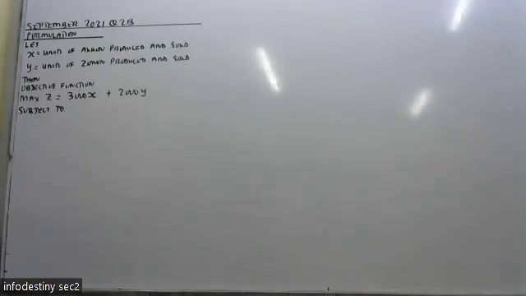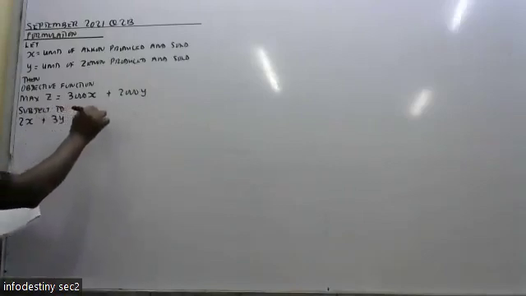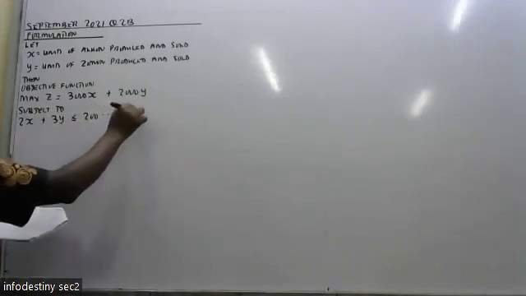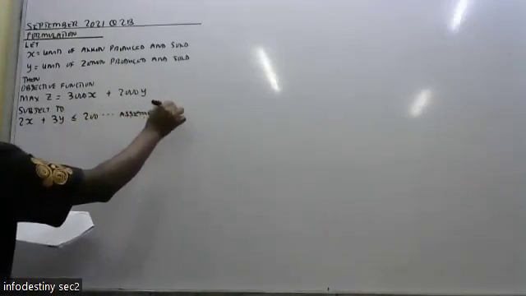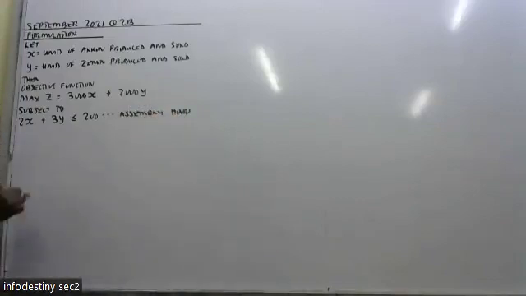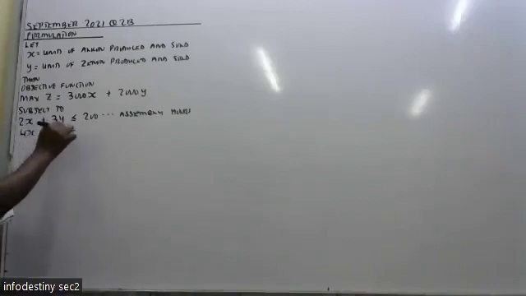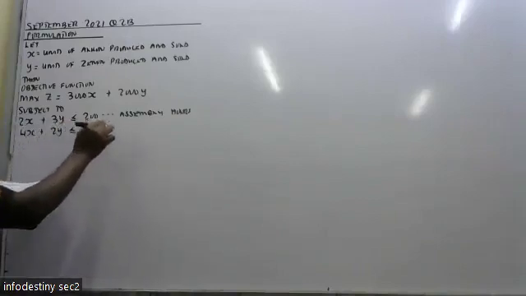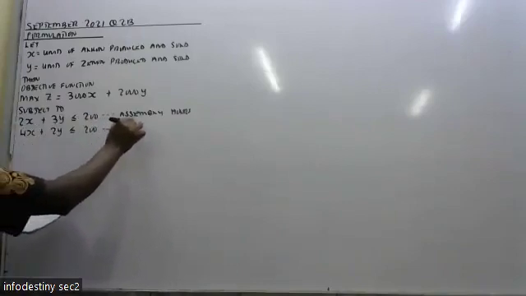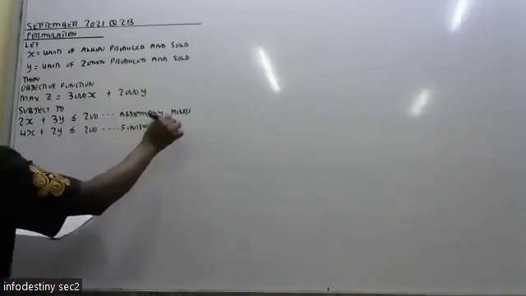Subject to, we now bring the inequalities. The first one will be 2x plus 3y is less than or equal to 200. So this is assembly hours. So umeona 2 na 3 mahali kumetoka. Haya. 4x plus 2y is less than or equal to 200. This is finishing hours.